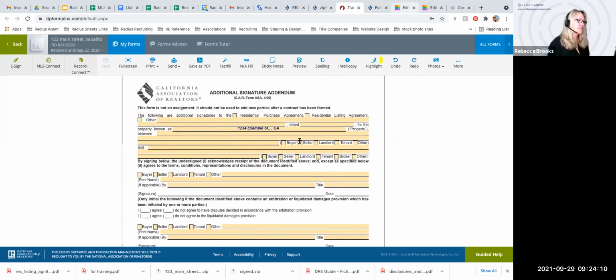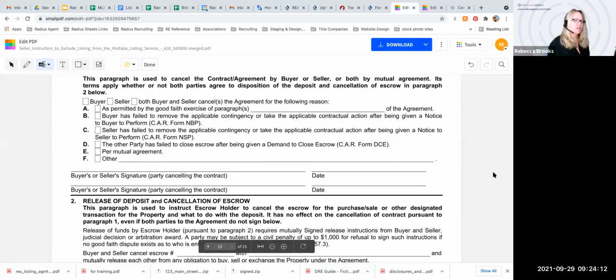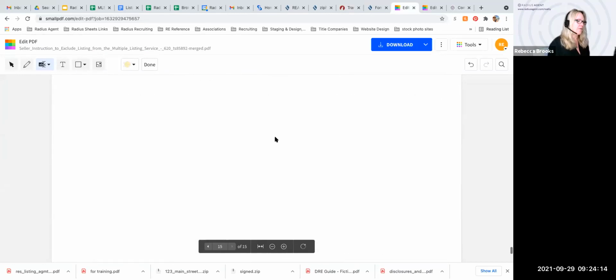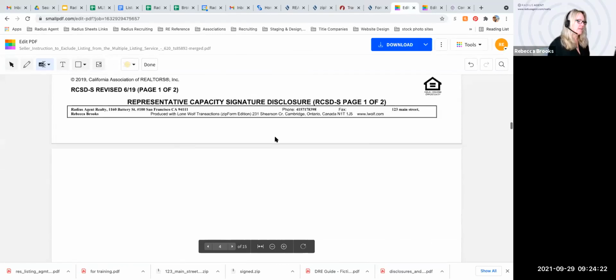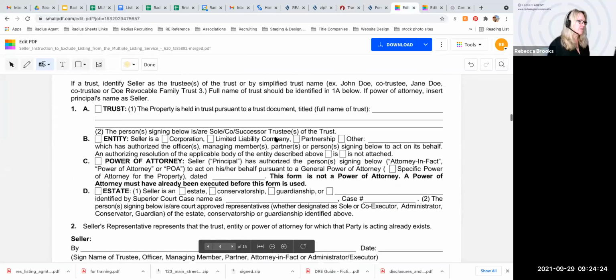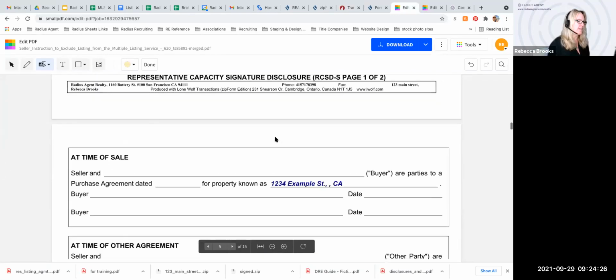Okay. Let's go back to the forms that I kind of queued up. We were on the RCSD. I'm going to get to some of the more confusing ones in just a second, like the request for repairs. All right, we did the RCSD.